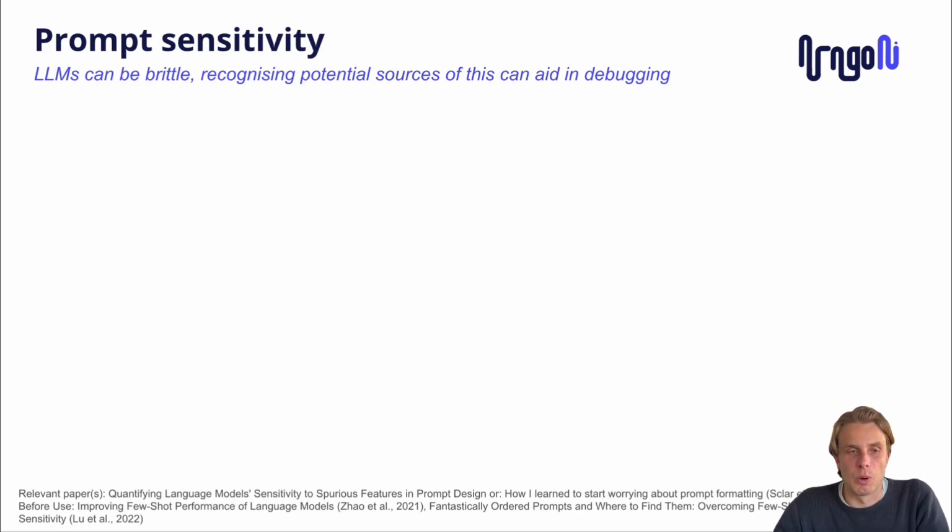Prompt sensitivity. We've spoken about this a bit earlier in the presentation, but I think it's important to highlight again now, and that is that large language models can be brittle. Their performance can be quite variable depending on how you structure different things in your prompt. Being able to recognize and understand this will help you a lot in debugging and identifying areas where something has gone wrong, and a potential way of determining why it has gone wrong.